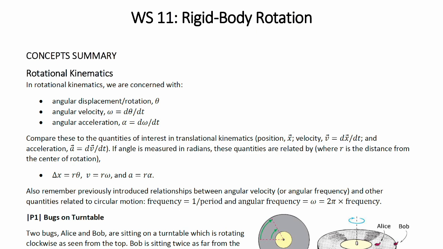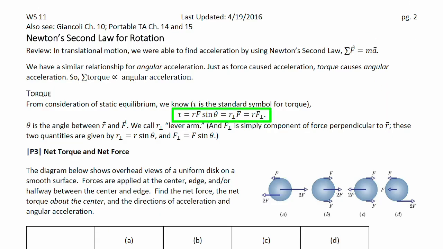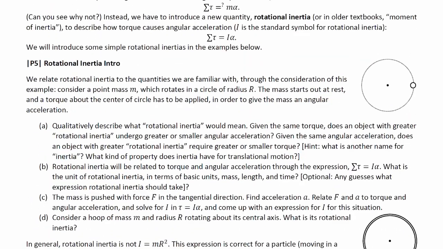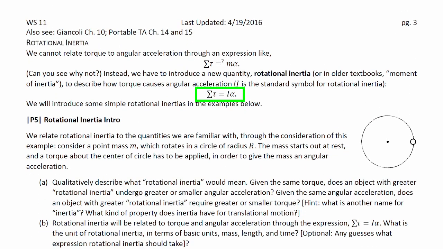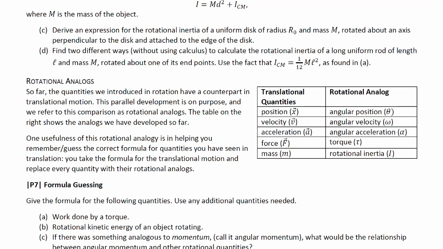You have seen the definitions of quantities in rotational kinematics, theta, omega, and alpha, for angular displacement, angular velocity, and angular acceleration, and how they are related to the tangential quantities. You have seen the definition of torque as displacement times force, and how this gives us the rotational version of Newton's second law, that net torque is equal to rotational inertia times angular acceleration. And we talked about rotational analogs, basically covering everything else we didn't cover in detail.